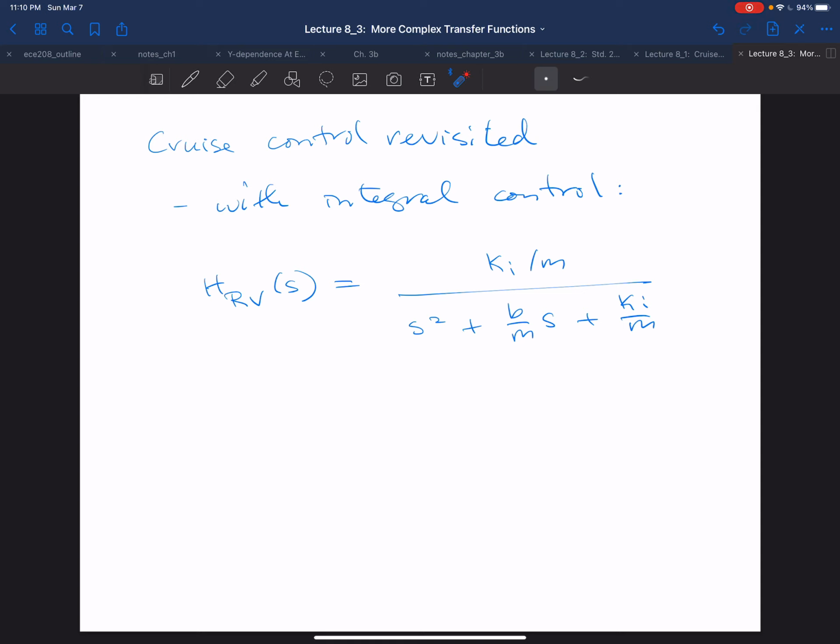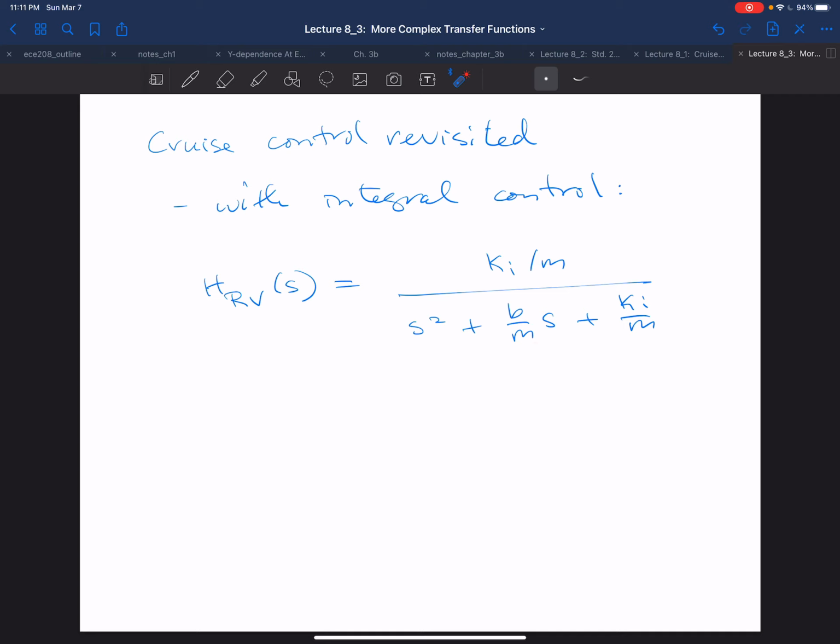Again, the parameter that we can control, that we can choose, is Ki. That is the only parameter of the controller. The rest are physical parameters of the plant, which we can't change. So under our integral control scheme, we can determine the so-called natural frequency of the response, but we can't determine the damping ratio. We're stuck with this one.